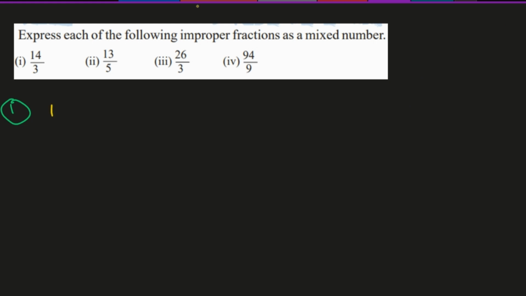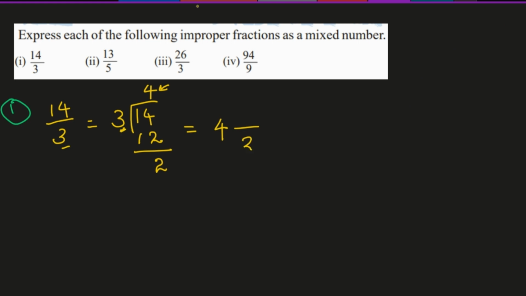Right. The first one, 14 upon 3. What do we do? 14 divided by 3. What's it? It's 4, right? 3 into 4, it's 12. 14 minus 12, it's 2. So we can write this as the whole number 4 and this should be the denominator. Look, both these are the same. Then 2 upon 3. Great.